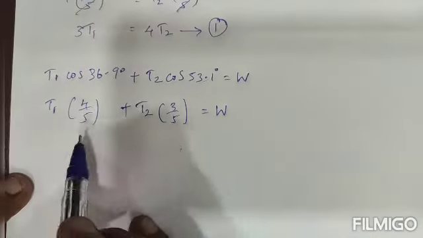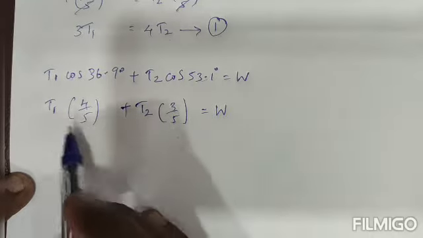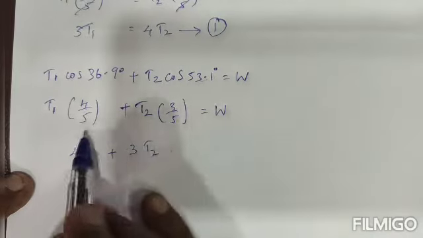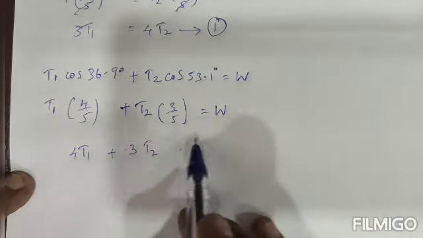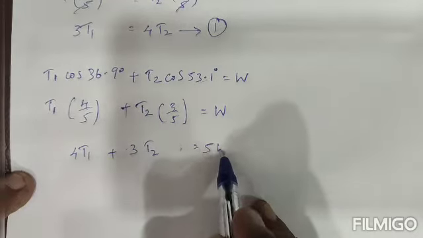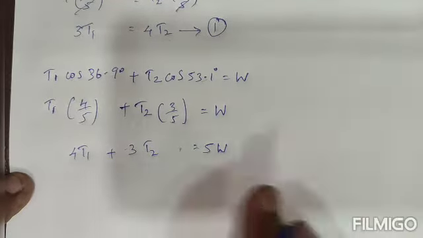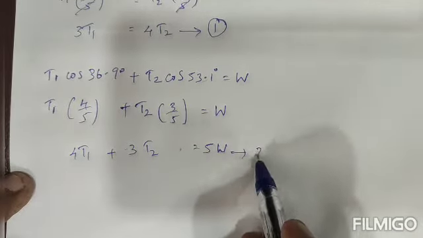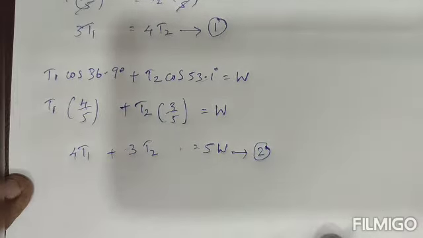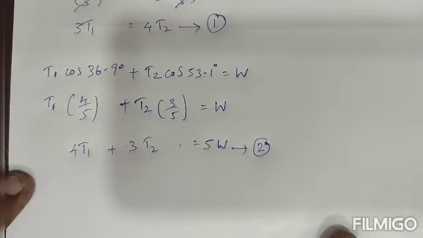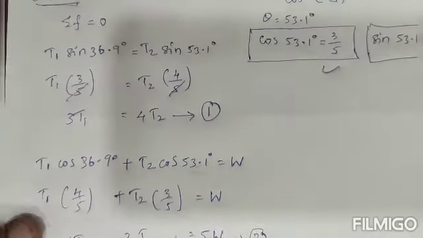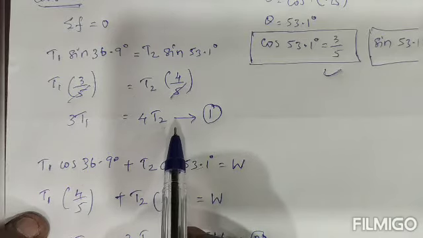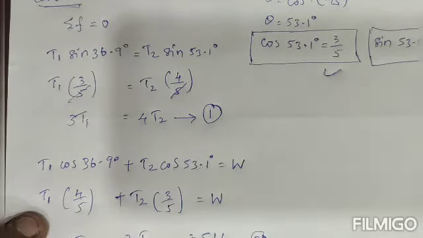Now as usual steps, we can write 4T1 plus 3T2, divided by 5 is common. Then when that common 5 goes to the other side, it becomes 5W. So 5 we can multiply here, so it is 5W. This I take as equation number 2. Okay, right. So now the next step is, already you know 3T1 then 4T2. Okay, so here we can write one more step.